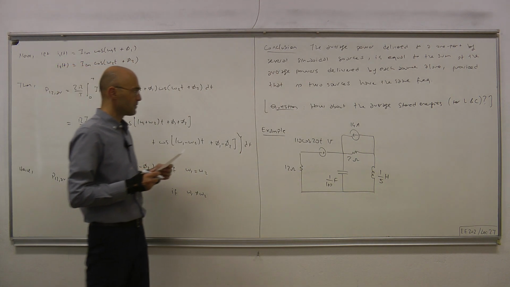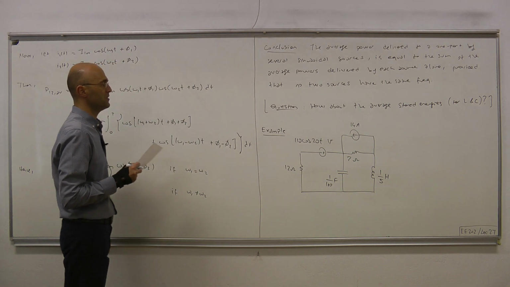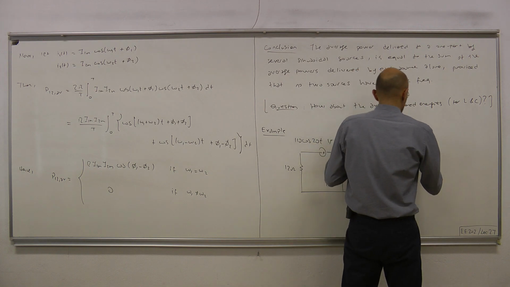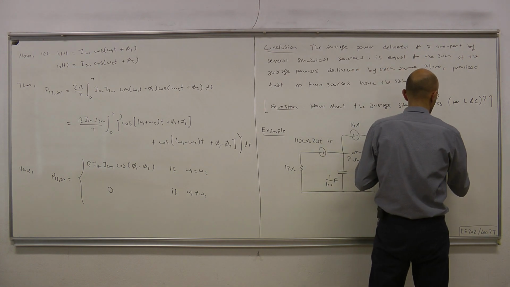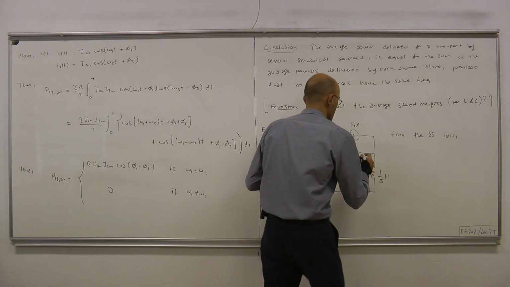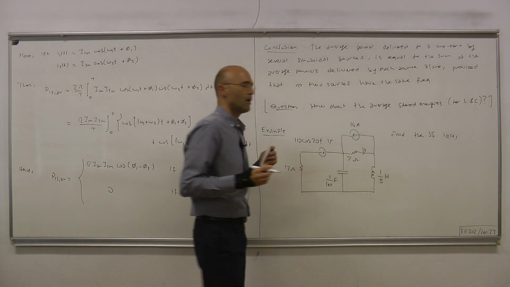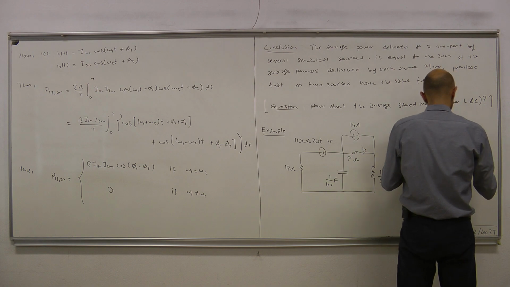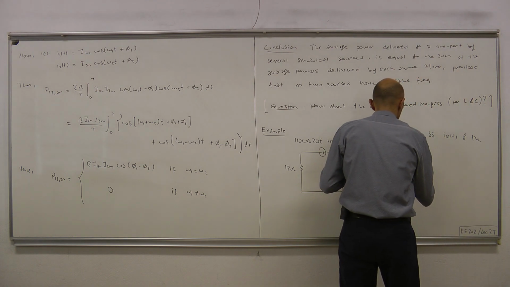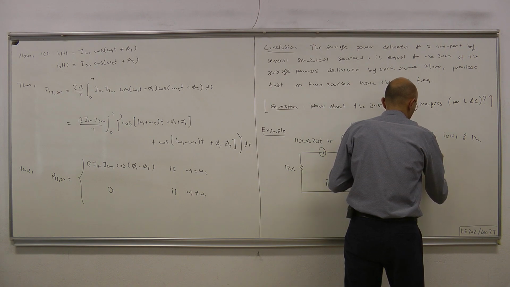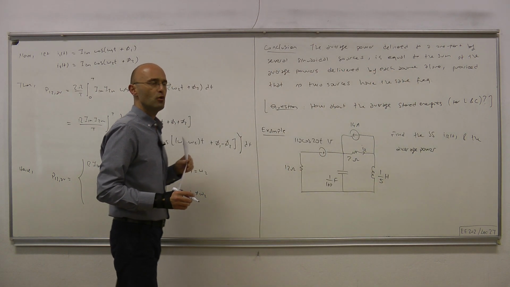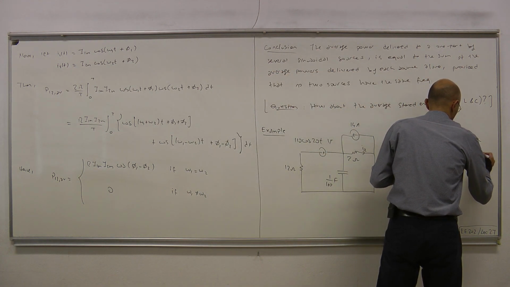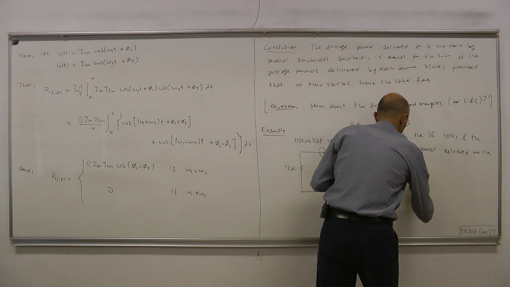Now for this circuit driven by two sources, one DC, one AC, find the steady state IR(t). This is the current passing through the 2 ohm resistor denoted by IR, and the average power delivered to the 2 ohm resistor.